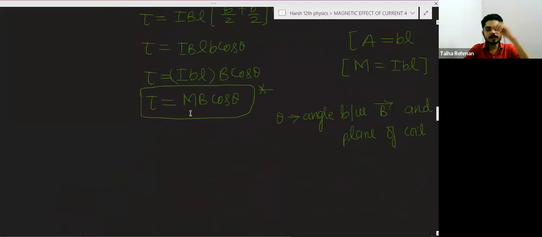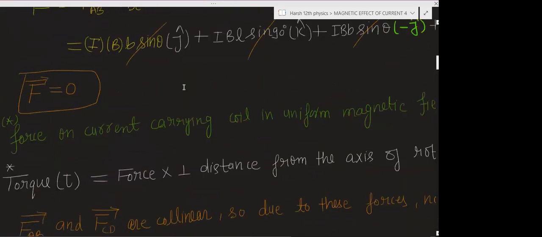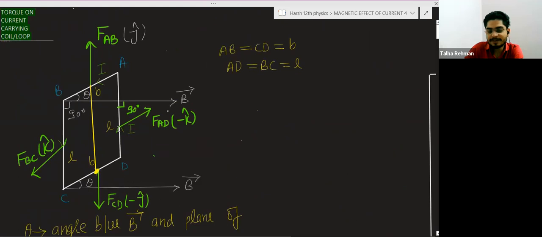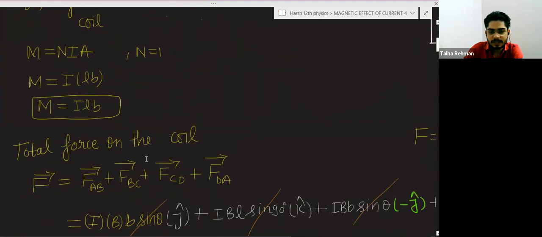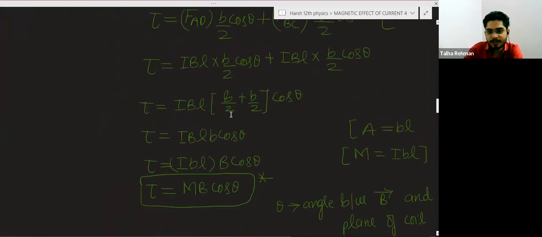So this is the torque acting on a circular coil. This is the coil we have, and this is the magnetic field. This magnetic field is making an angle theta with the plane of the coil, and A is the area of the coil. Then the torque on the coil is given by M B cos theta.